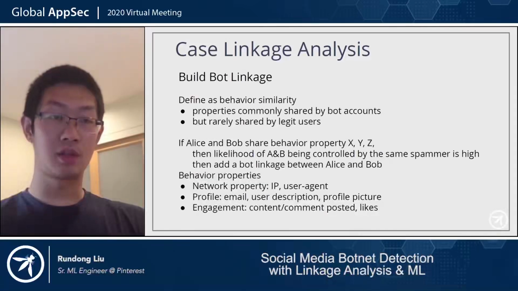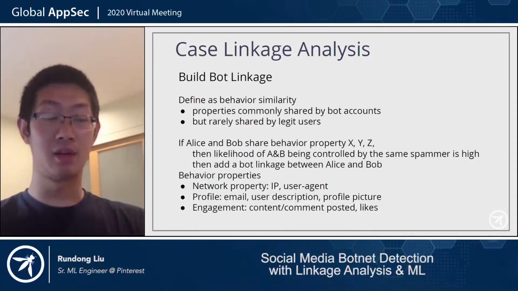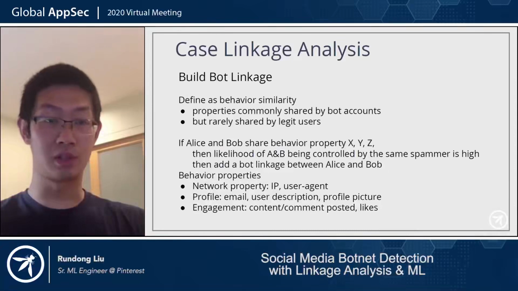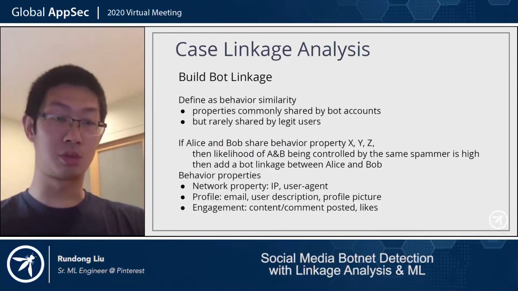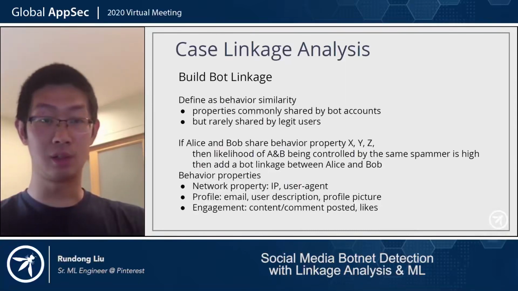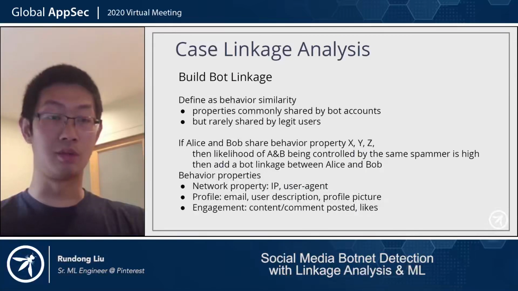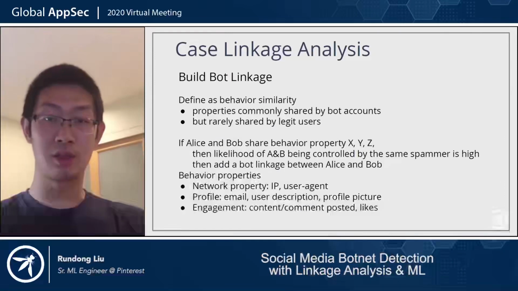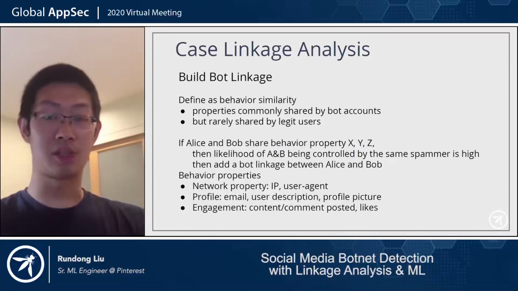So there are a lot of ways to define their behavior properties. We can include network properties like IP address or user agent. We can also leverage profile-related features like email, user description, profile pictures. We can also involve engagement-related features, like if two accounts have posted the same content, comment, or if they have liked the same stuff.